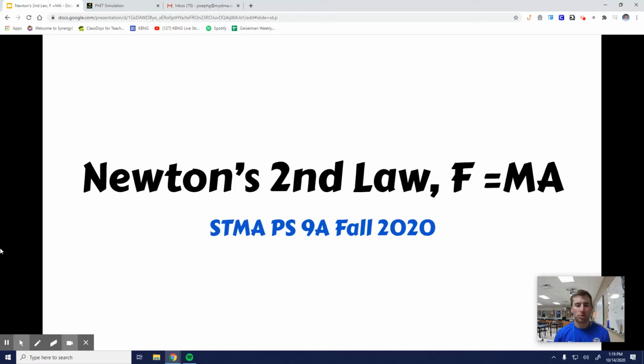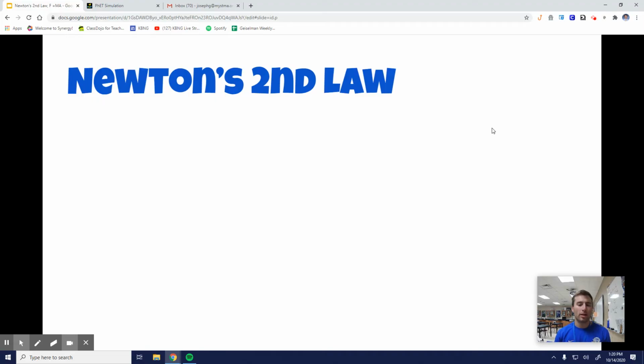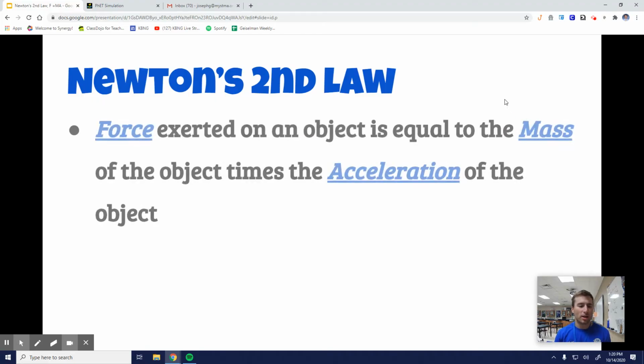Hey everyone, it's Mr. Geiselman here to go through Newton's second law, or F equals ma, force equals mass times acceleration with you today. So Newton's second law by definition states a force exerted on an object is equal to the mass of that object times the acceleration of that object.